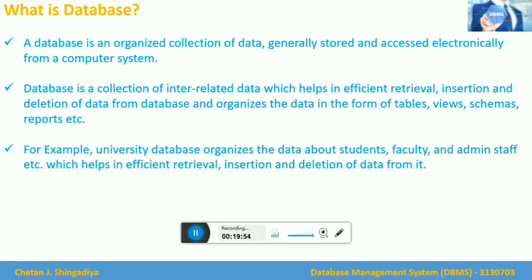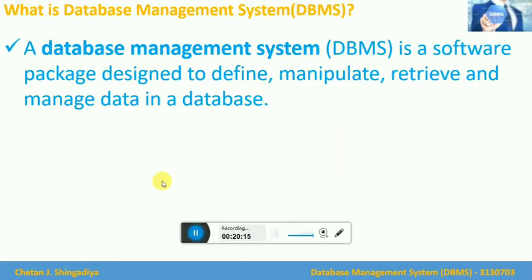Or we can say a database is an organized collection of data generally stored and accessed electronically from a computer system. So this is the definition of a database and an example of a database. We have seen the university example for this database. Now let us understand what is DBMS.